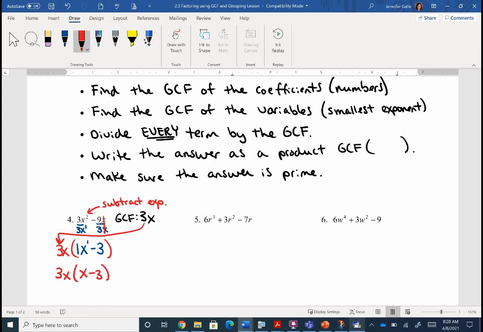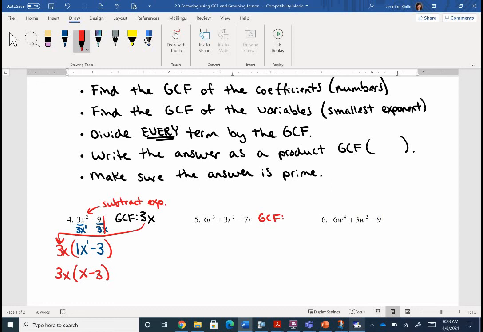All right, so let's do the same thing for number 5. GCF. Here we go. I have a 6, a 3, and a 7. Is there anything other than 1 that can go into all 3 of those? No, we're kind of stuck because 7 is one of those prime numbers. And 7 can't go into 6 or 3. So we're stuck on the numbers. So I move on to the variables.